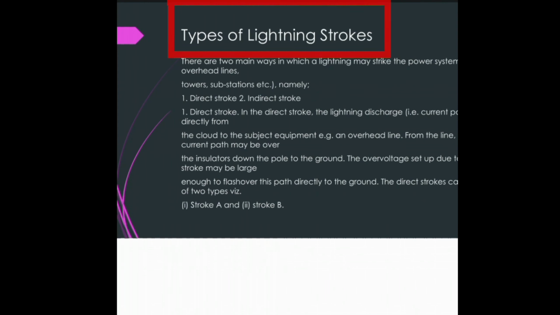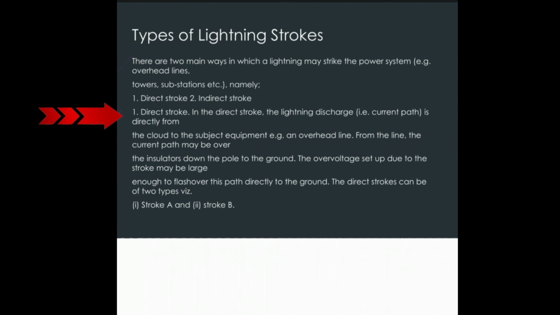Types of electric lightning strokes. Types of lightning strokes: direct strokes and indirect strokes. In the direct strokes, the lightning discharge, i.e., current path, is directed from the cloud to the subject equipment and overhead line. From the line, the current path may be over the insulation down the pole to the ground. The overvoltage set up due to the stroke may be large.